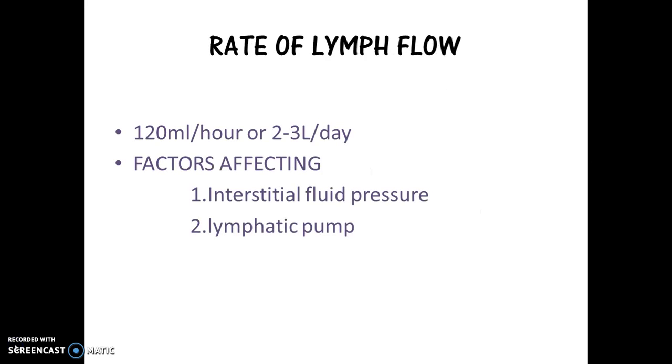Rate of lymph flow. The normal rate of lymph flow is 120 milliliter per hour or 2 to 3 liters per day. Factors affecting the rate of lymph flow are interstitial fluid pressure and lymphatic pump. We'll see one by one.